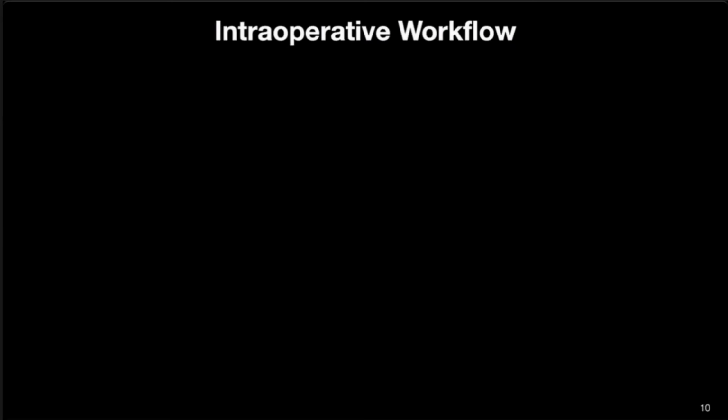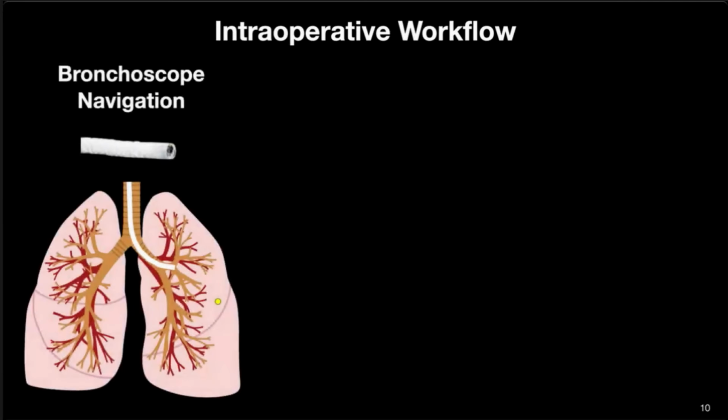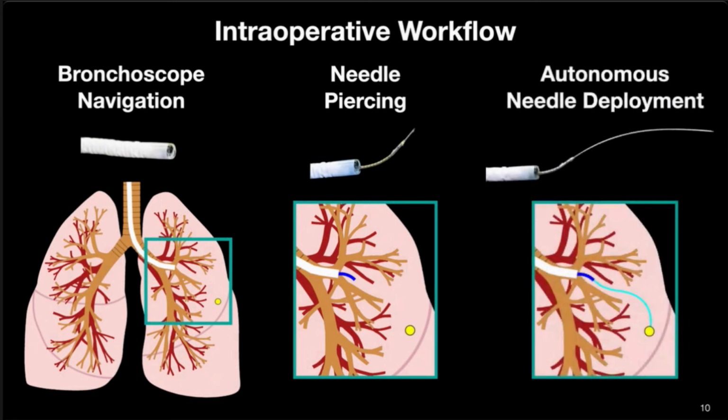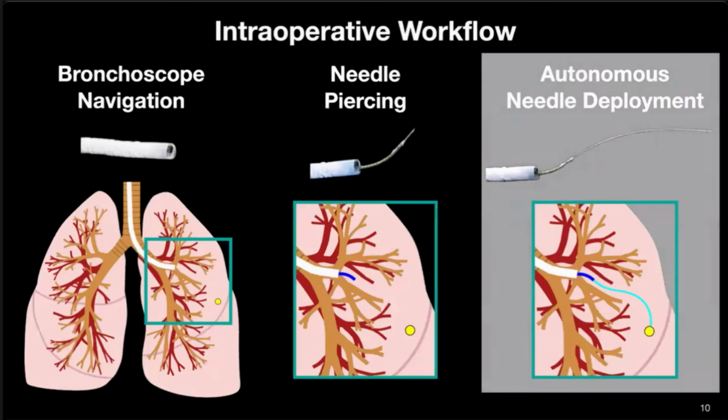So deployment of the robotic system consists of 3 stages. First, the physician navigates the bronchoscope. In the second stage, the physician pierces the airway wall and embeds the needle in the parenchyma. And then finally, in the third stage, the robot autonomously steers the needle to the target along a safe path. So we're going to focus here on the autonomous stage.